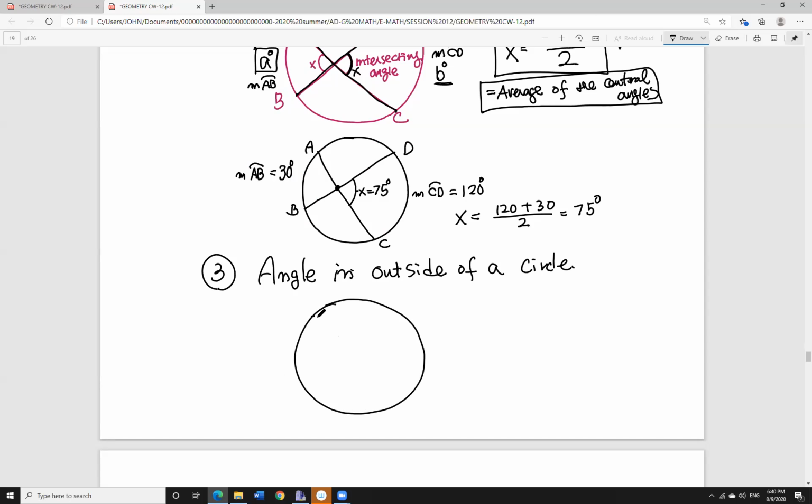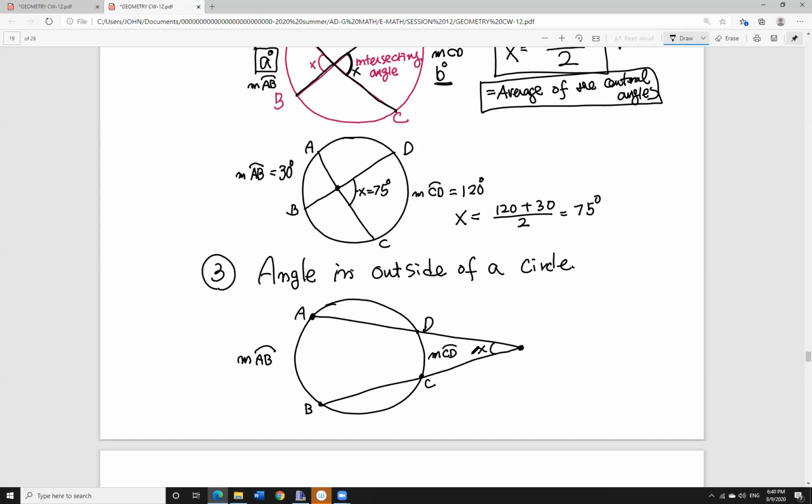We have two sides outside. The line is not intersecting inside. Then we have outside intersecting angle. Still we have two intercepted arcs, right? CD. This measure is always this side, the smaller side, okay? Because the other side we have intersecting, right? Not this one, okay? So this is the measure of arc AB. This is the measure of arc CD, right?